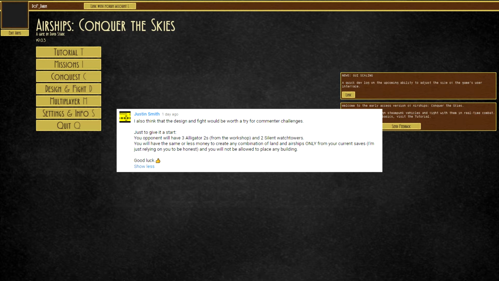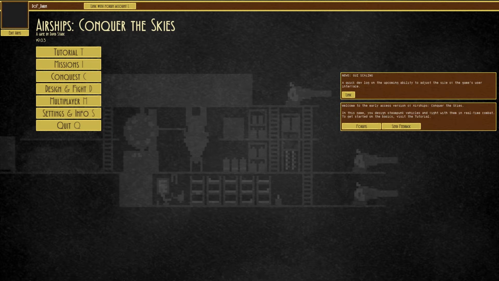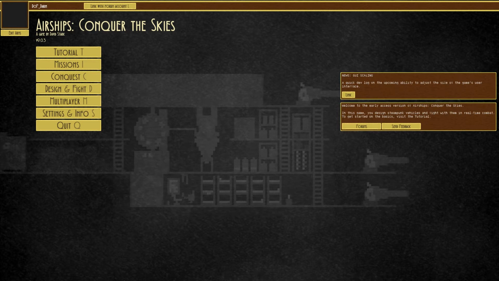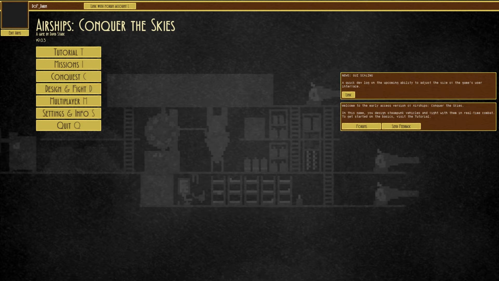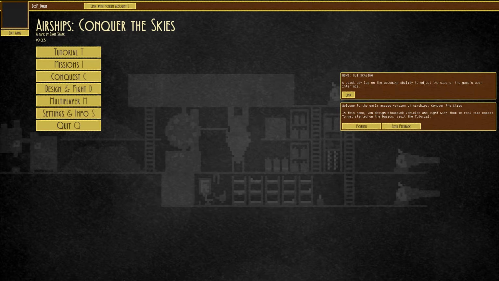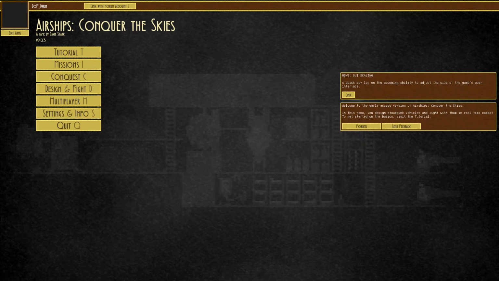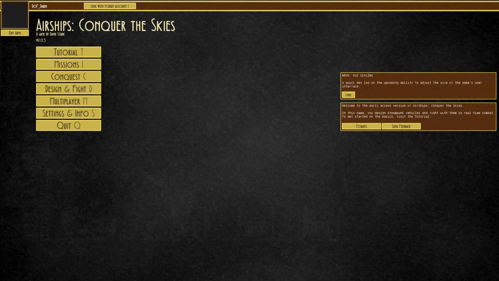I will be able to have as much or less money as whatever the total of that force comes out to, and I can only use a combination of land and airships, so no buildings, and I have to use ones that are already part of my current design, so I can't create any custom ones to specialize against those. I've got to just work with what I've already made.